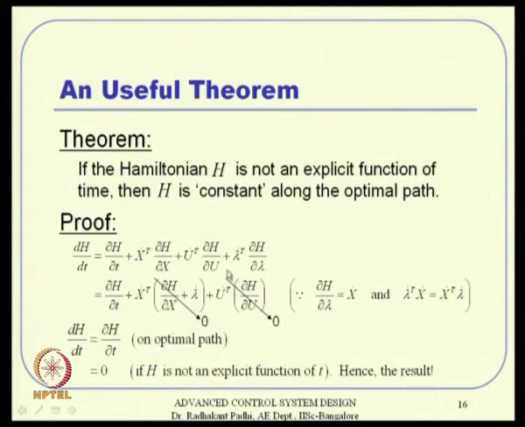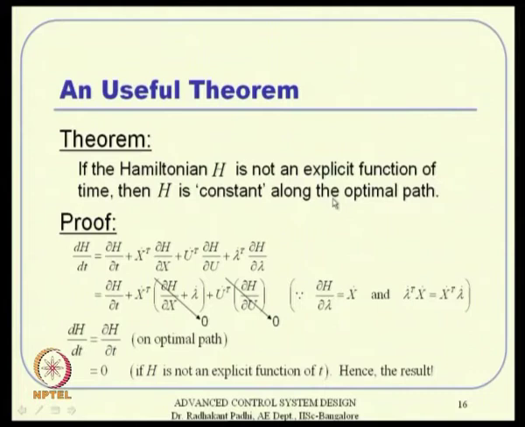So, using the state equation, co-state equation and optimal control equation, which are anyway true along the optimal path, we are left with the fact that the total derivative of the Hamiltonian is nothing but the partial derivative of the Hamiltonian on the optimal path, of course. And hence, if the Hamiltonian is not an explicit function of time, and most of the time it is so, because we selected the cost function that way, and most of the time we talk about autonomous systems and state equations also, then the total derivative of the Hamiltonian with respect to time is 0. Hence, H needs to be constant along the optimal path.